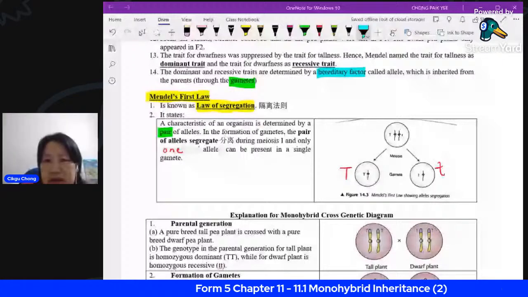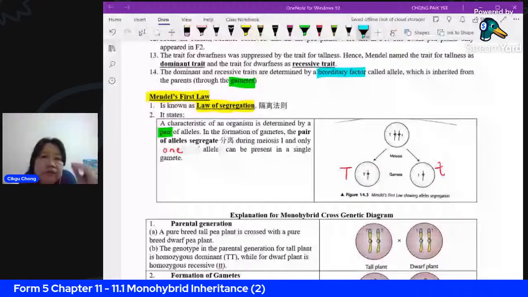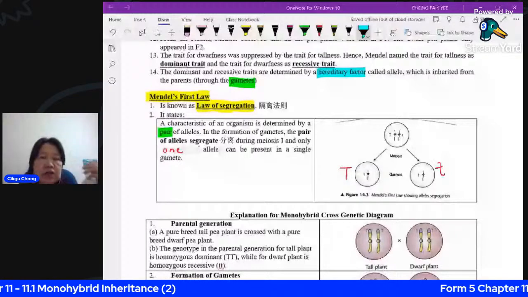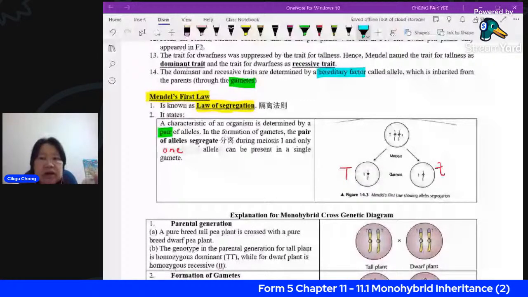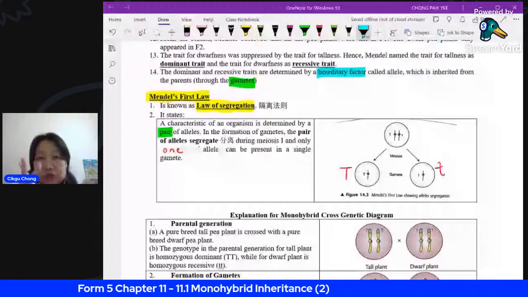You must have a copy of the gene from the father, which is paternal, and then the mother is maternal. So you must have 2 sets of it. Sorry, one set means 2 copies. So that's why in the alleles, you must also have 2 alleles.